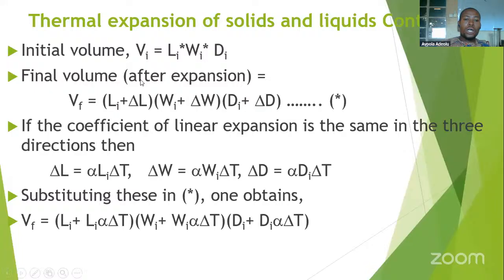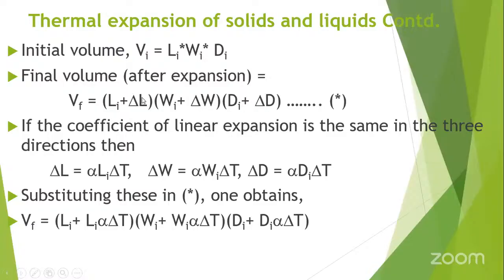You know that this is the formula for the initial volume, right? After you have increased the temperature by delta T, this length, the original length, will increase by delta L. The width also will increase by delta W, and the depth, or the height, will increase by delta D. So this is the final depth, this is the final width, and this is the final length. If I multiply the 3 of them, I get my final volume of that box.